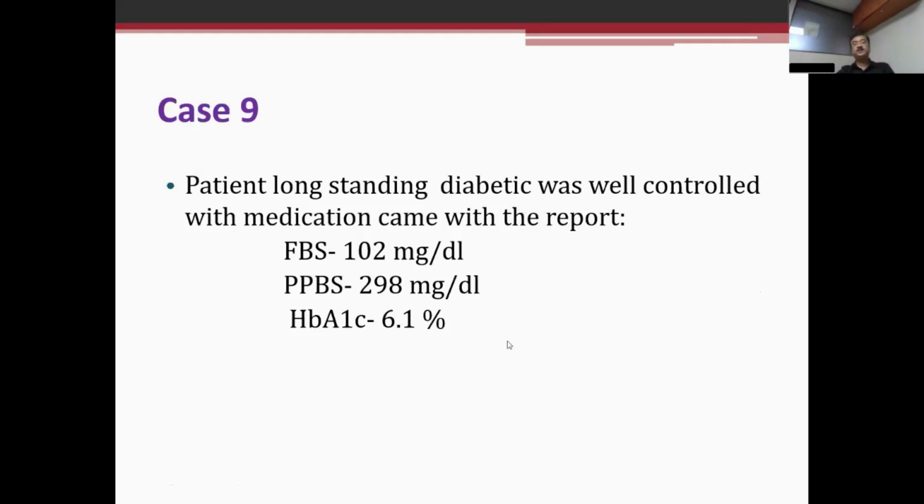Case 9. Again, I am saying another one. A patient, long-standing diabetic but well controlled. Now he has come with this. Fasting 102, PP 298, A1C 6.1%. Does it match? No. The PPBS does not match. And who is accountable? The lab person. But who should be accountable?